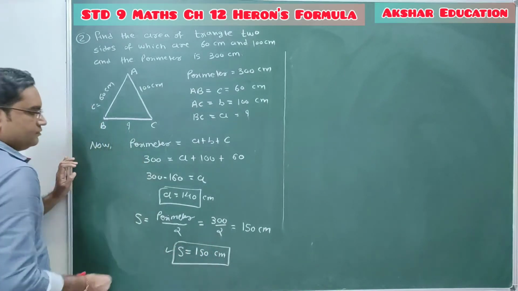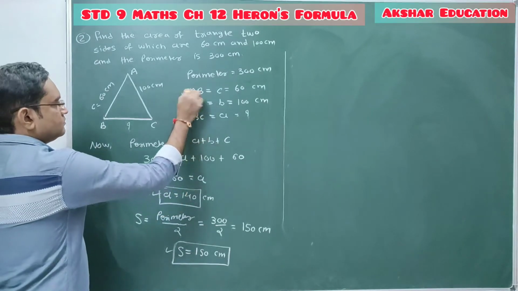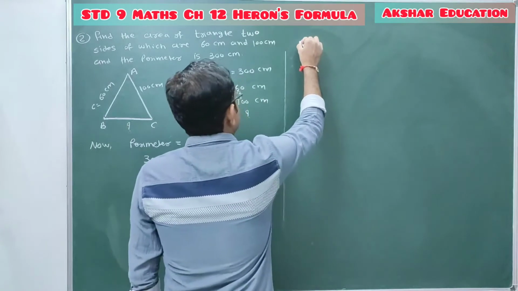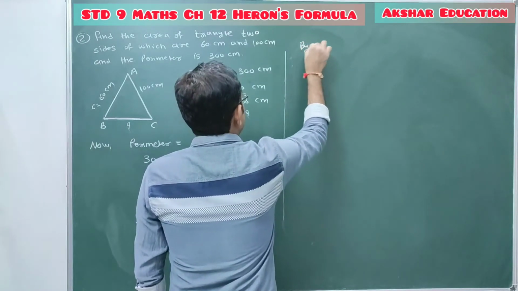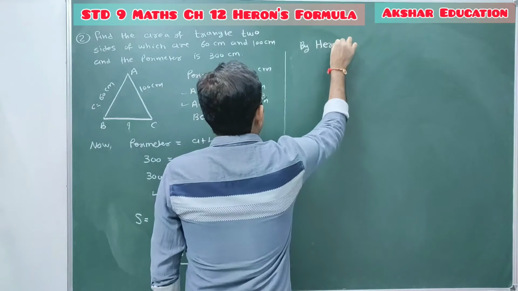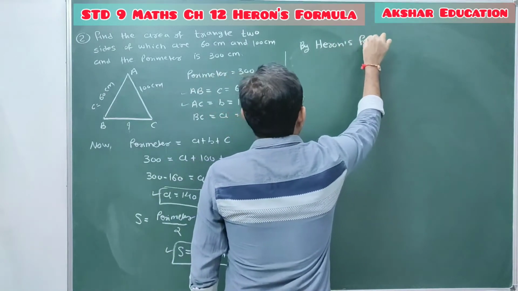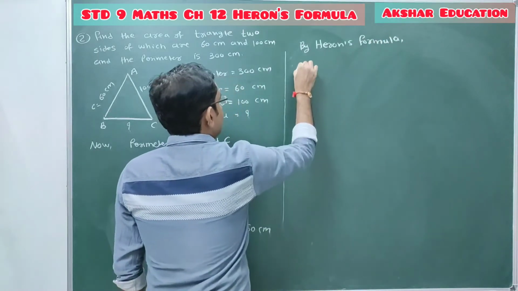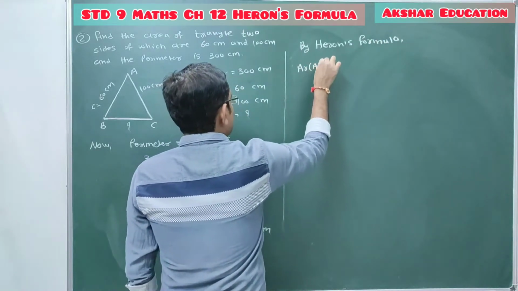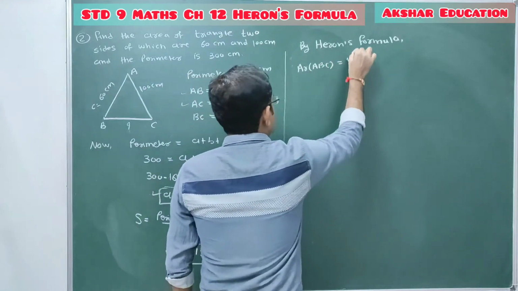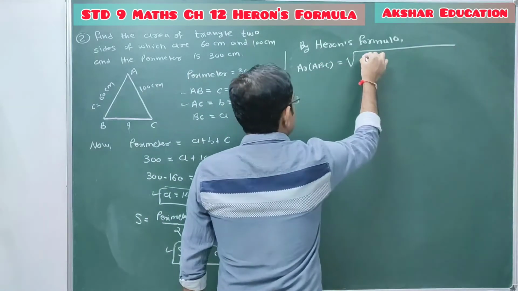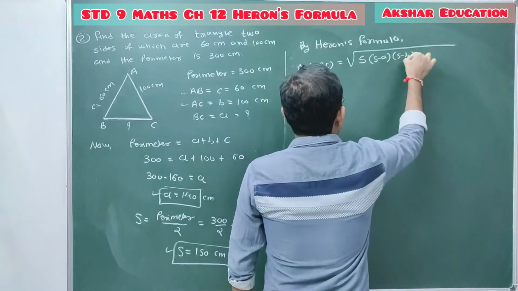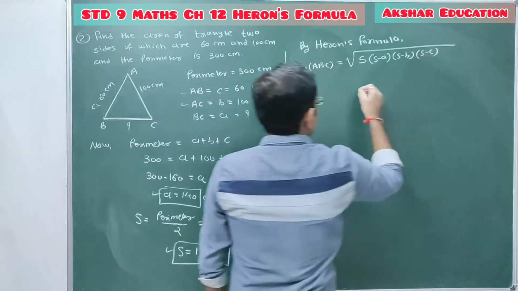So S is there, small a is there, small b and small c are there. So we can apply Heron's formula. Area of triangle by Heron's formula. So what is the area of triangle ABC? Area of triangle ABC is nothing but the square root of S into (S minus a), (S minus b) and (S minus c).